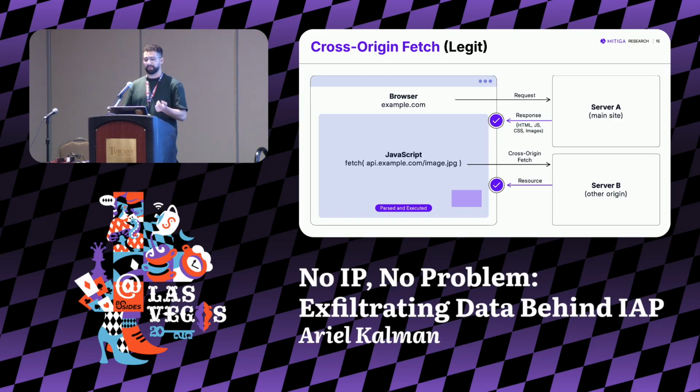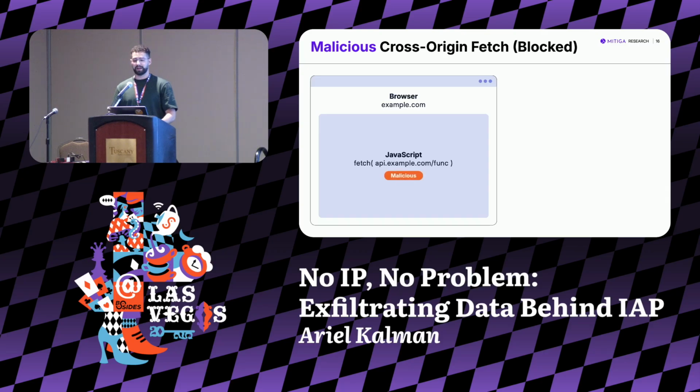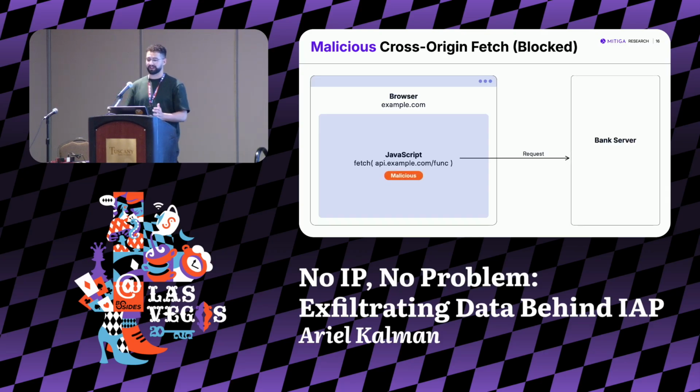But imagine what happens if instead of that legit JavaScript that fetches an image, you get a malicious JavaScript code that tries to fetch sensitive information from your bank account server. You want to block this kind of attack, and this is why most browsers today have a built-in security feature called same origin policy that basically prevents websites from accessing other websites' data without their permission. So when the bank server gets the request, it will check if it wants to allow the origin to access this data or not.